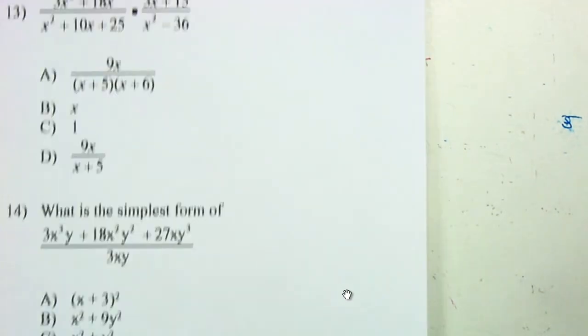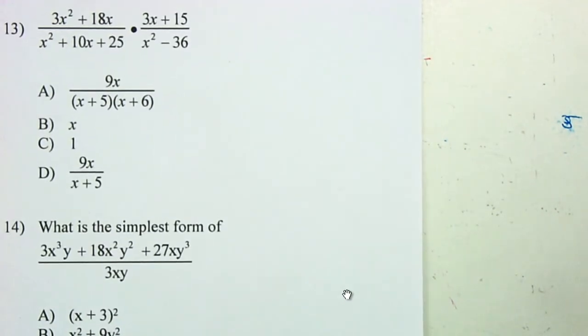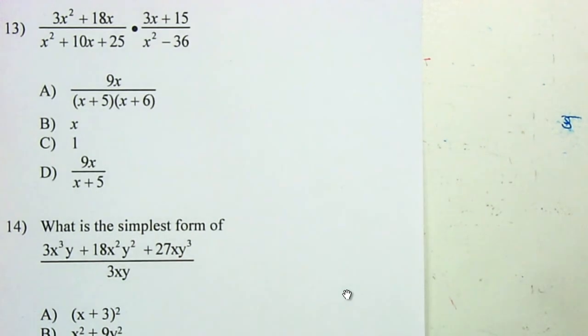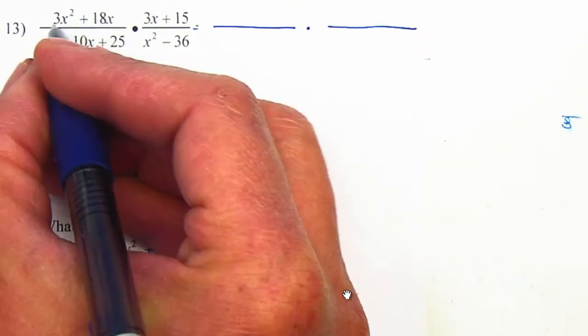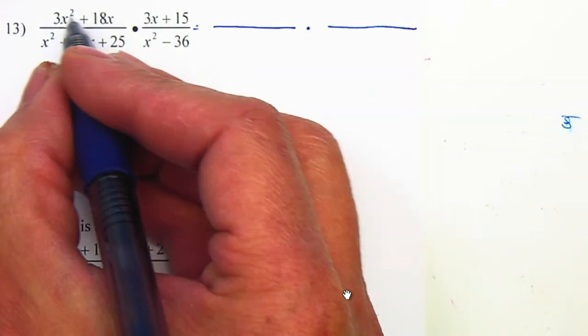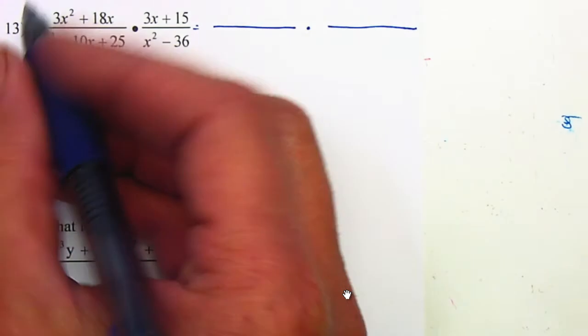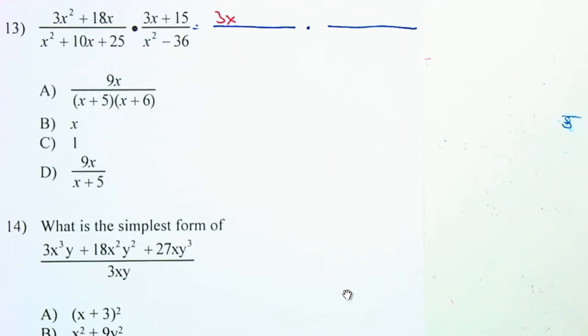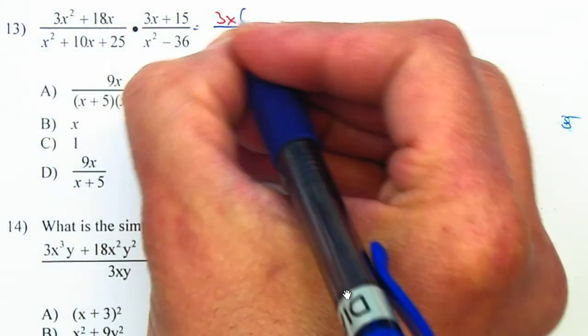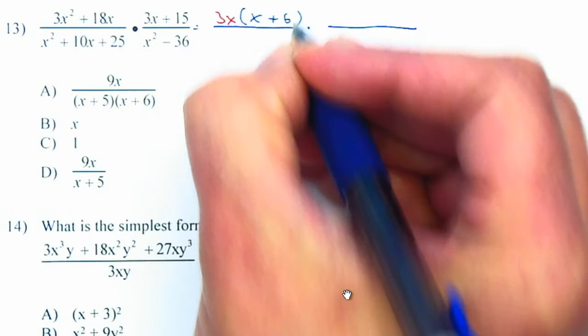Problem number 13. We have a multiplication. Just like we covered before, if we have a multiplication, we just need to factor each one of them and see what cancels. So let's go and factor each one. Let me see if I can make it fit. First, is there a number that divides 3 and 18? Take out the common term. 3. Do they both have an x? Yes. So 3x. Inside we have a x plus 6.